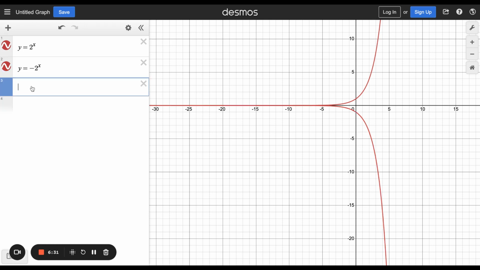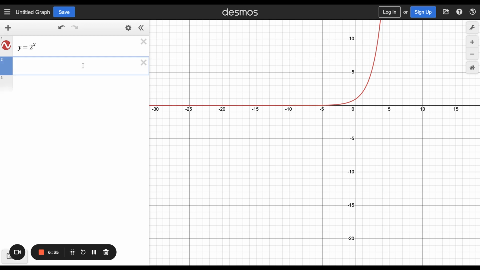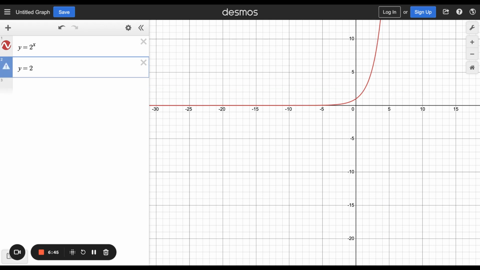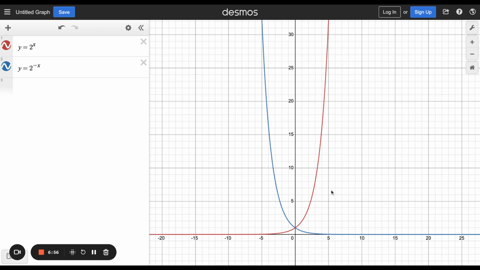So one more thing I'm going to add. I'm going to add y equals 2 to the power of, this time I'm going to make the exponent negative. So this one looks as if there is a reflection on the y-axis. If you place a mirror on this y-axis, you can see that it's reflected. So this is called a reflection across the y-axis.